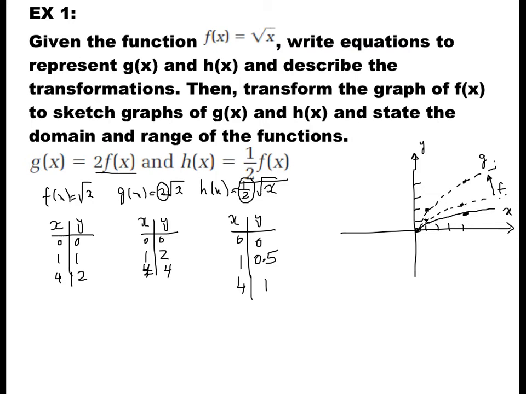Now the question is, what is the domain and range of each function? You can see that the domain for each function, all of them, is x in R, and x has to be greater than or equal to 0, because all the x's to the right of the origin are acceptable. The range is y in R, and y has to be greater than or equal to 0 for all of them, since all the y's on or above the origin are acceptable here.